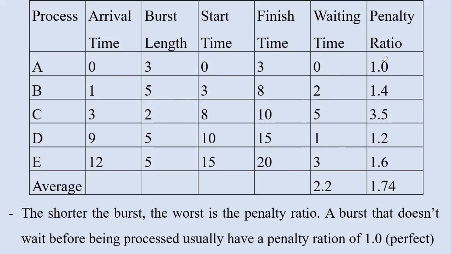And the average penalty ratio is calculated the same way. You add the penalty ratio for each of the processes and divide by the number of processes. Therefore, you will get the average penalty ratio for the system, which is 1.74. So the shorter the burst, the worse the penalty ratio. A process that doesn't wait before being processed usually has a penalty ratio of 1.0.